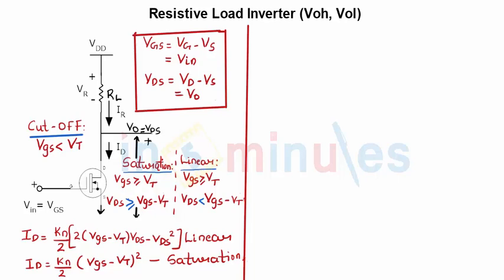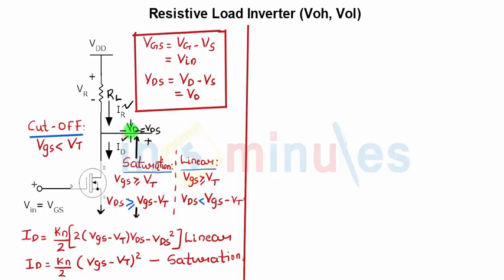The agenda of this clip is to identify VOH and VOL for a resistive load inverter. We have already studied the basics of the resistive load inverter in the previous clip, and we have identified that in order to find the critical voltages, we need to equate the current IR flowing through the resistor and the current ID flowing through my NMOS transistor.